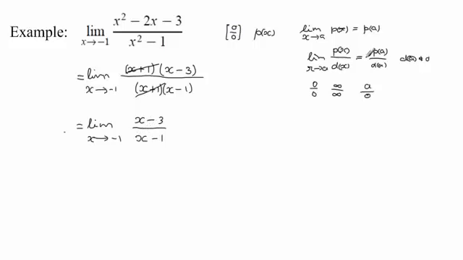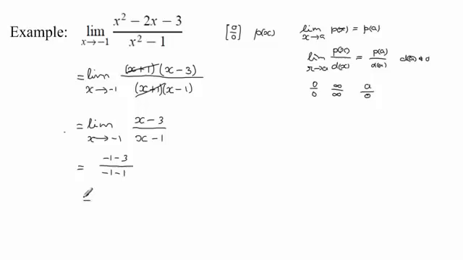Since we notice that we've got something similar to this, which is defined because the denominator is not equal to 0, then we can evaluate following this pattern. So now we're going to have the limit equal to minus 1 minus 3, evaluating the numerator, over minus 1 minus 1.